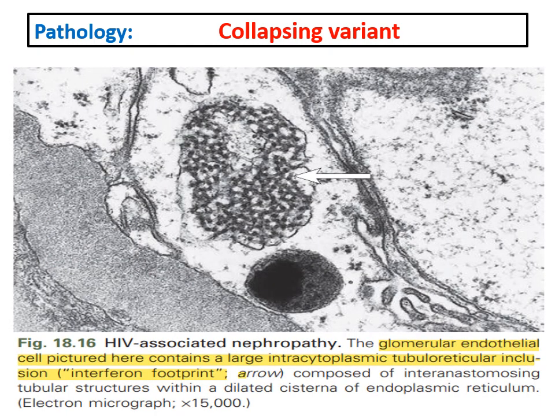This is tubuloreticular inclusions. These are tubuloreticular inclusions in FSGS. It is here due to interferon. It is called interferon footprint. Interferon. This is a very characteristic, very important picture you should know, and you can be asked about it. Tubuloreticular inclusions.